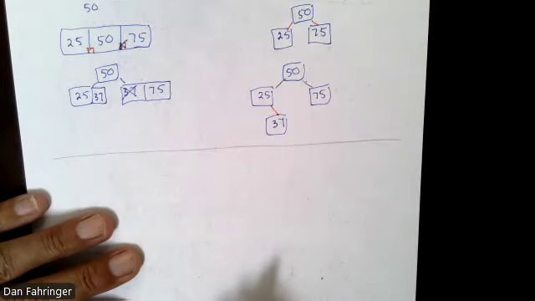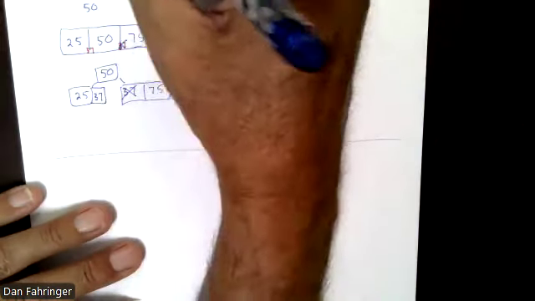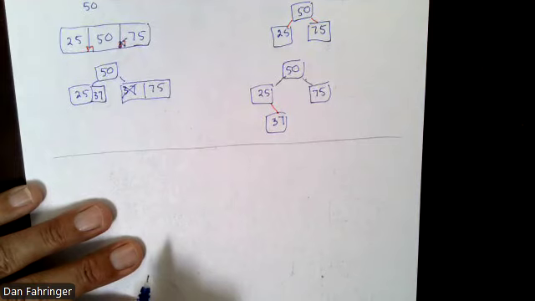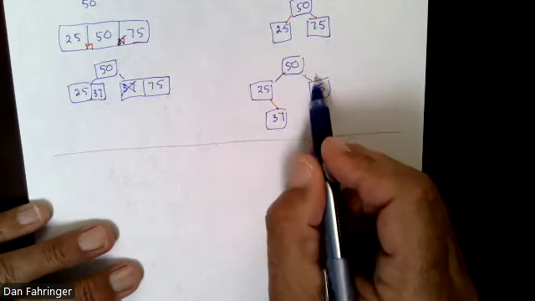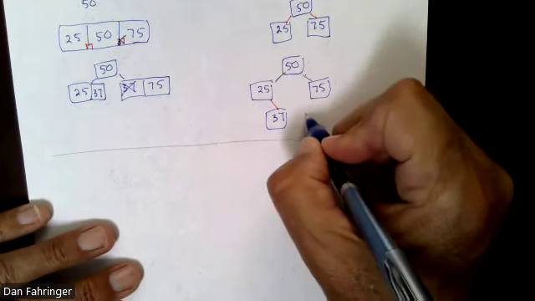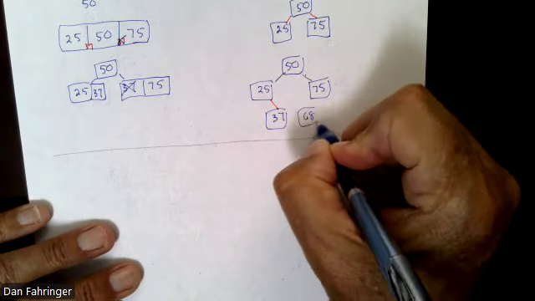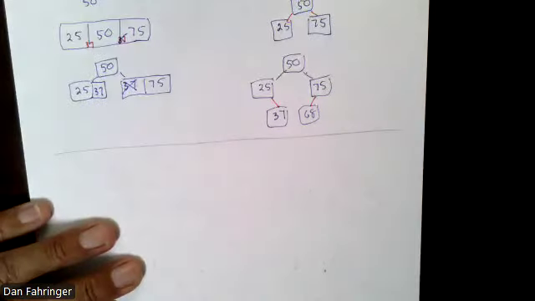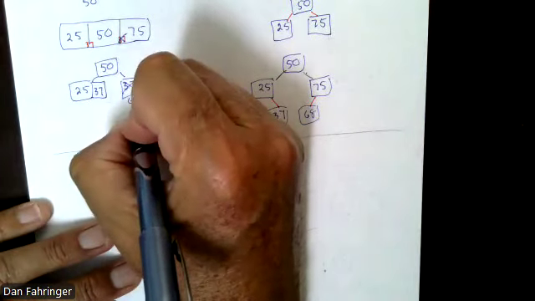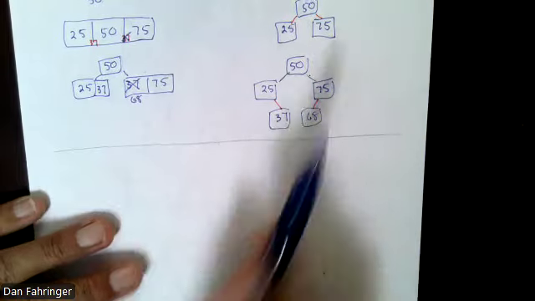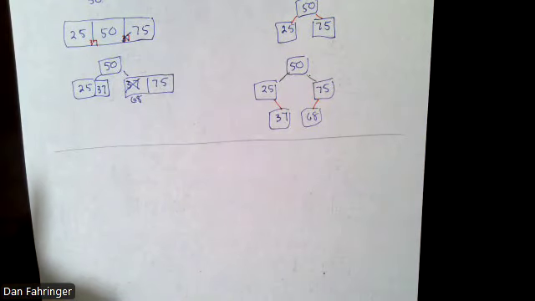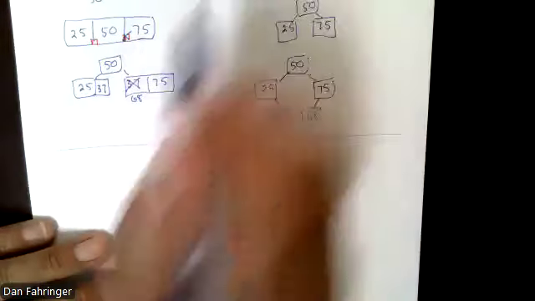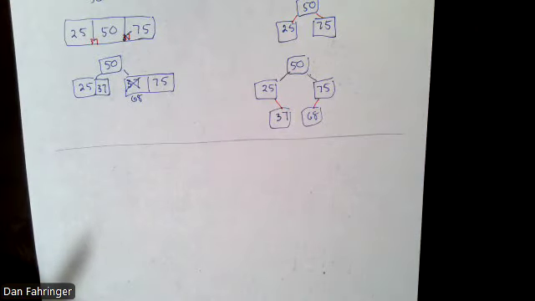Next number we're adding is a 68. 68 goes over here, and we do not have two reds in a row, so that's happy. We just added 68 here. That's my first mess up in like 3 weeks.